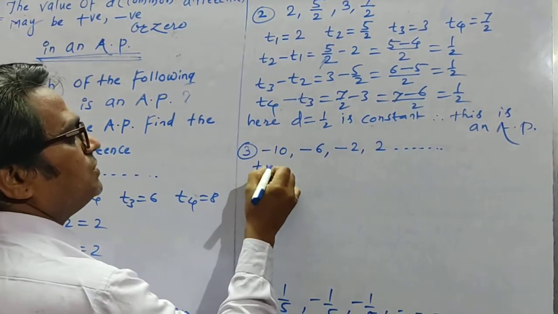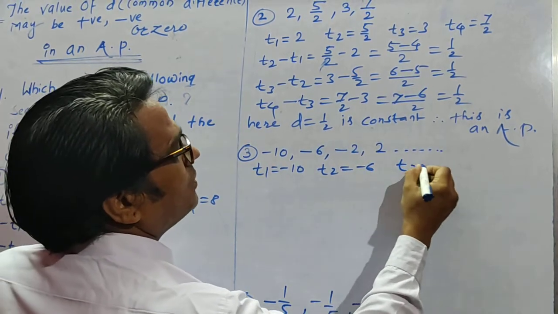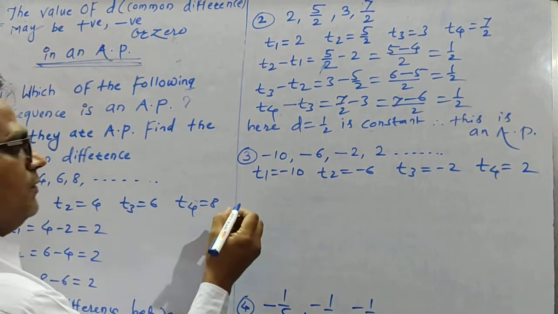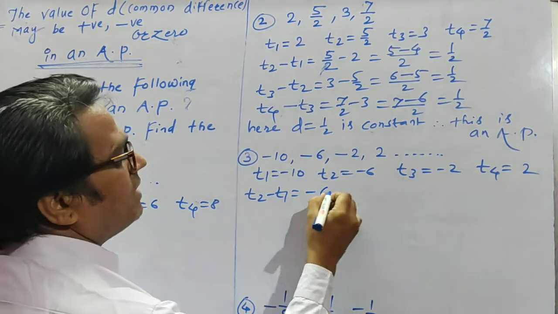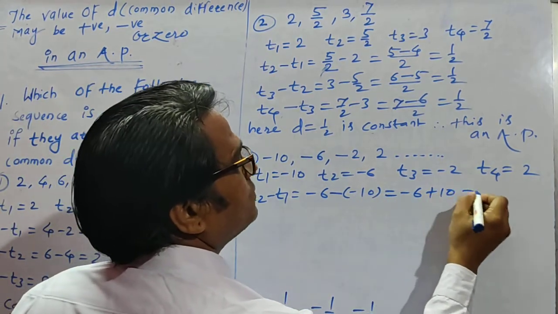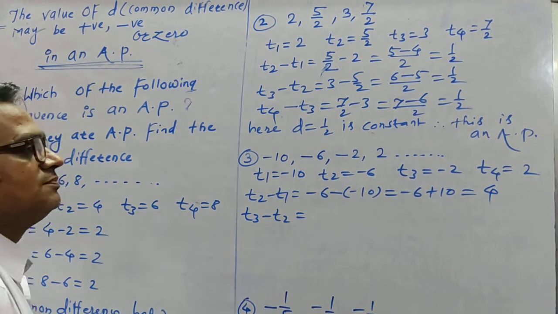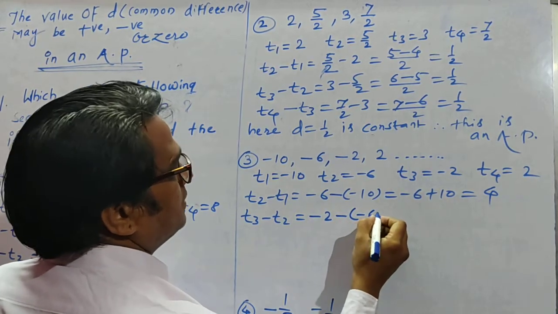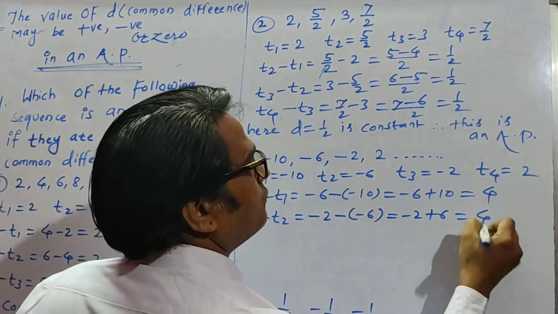Now see the next question. Here you can see T1 is equal to minus 10, T2 is equal to minus 6, T3 is equal to minus 2, T4 is equal to 2. Now you can subtract T2 minus T1. T2 is nothing but minus 6, minus of minus 10, minus 6 plus 10 gives us 4. Now T3 minus T2, consecutive term subtraction. T3 is nothing but minus 2, minus of minus 6. See here, what will we get?